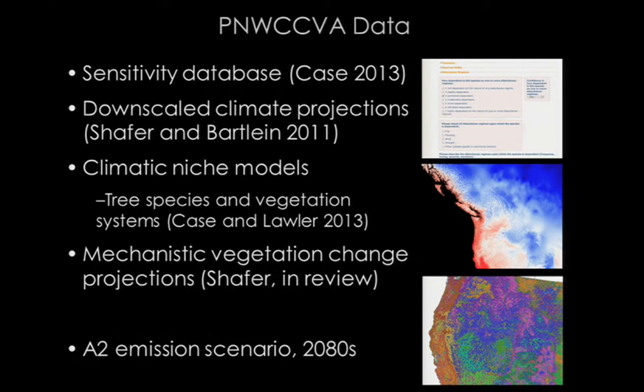So the specific data that I'll talk about today are information pulled from the sensitivity database, and we also did look at other peer-reviewed articles, downscaled climate projections, and these climatic niche models, where we were looking primarily at tree species and vegetation systems, and those were conducted by Michael Case as well. And then also these mechanistic vegetation change projections. So those are the dynamic global vegetation models. And everything that I'll show you today, all the maps that I'll show you, are for the A2 emission scenario and projected out to the 2080s, as you know.